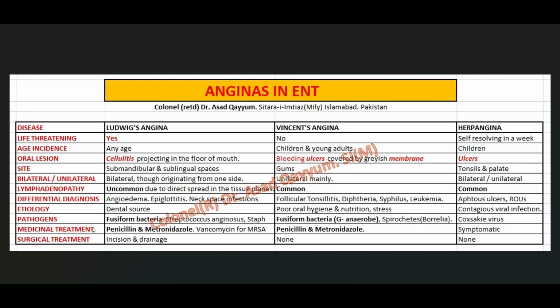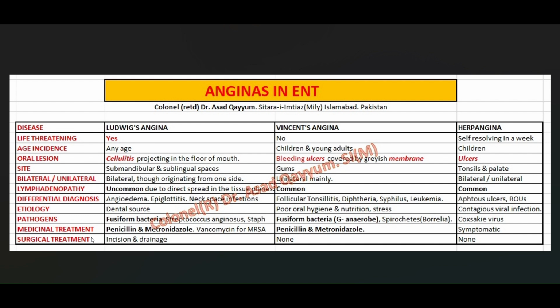Now, coming towards the treatment, the medicinal treatment is common both for Vincent's and Ludwig's angina, in which we give a combination of penicillin and metronidazole. If the isolate is methicillin resistant Staph aureus, then vancomycin is given in addition. Since herp angina is a self-limiting viral disease, we just need to give symptomatic treatment.